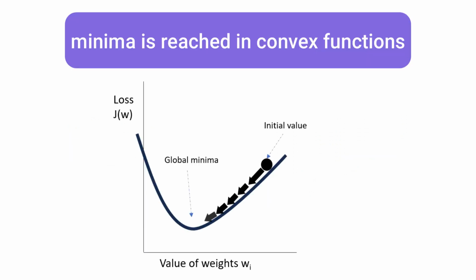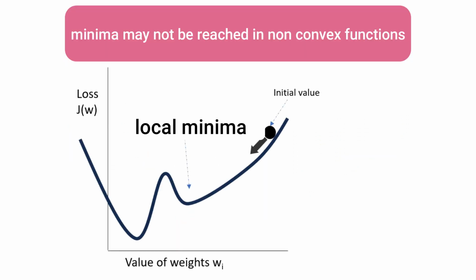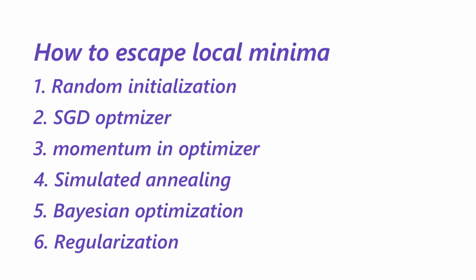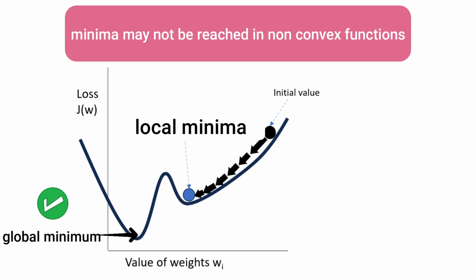And hence, there is a chance that the minimum value of the loss may not be reached. The loss may reach a local minimum and stay there. Hence, we need to use strategies so that our loss reaches the actual minimum or the global minimum and does not get stuck in the local minimum.